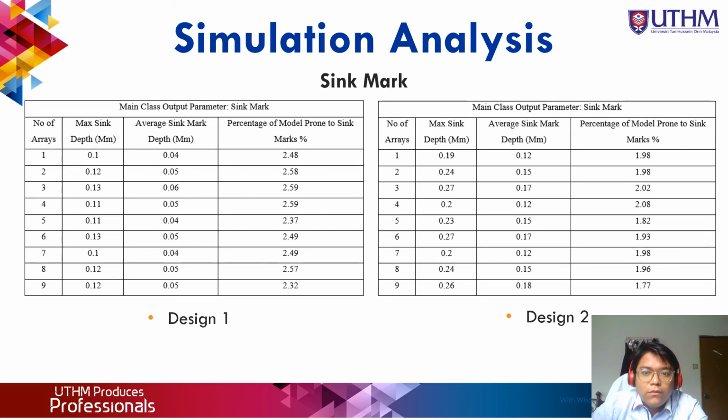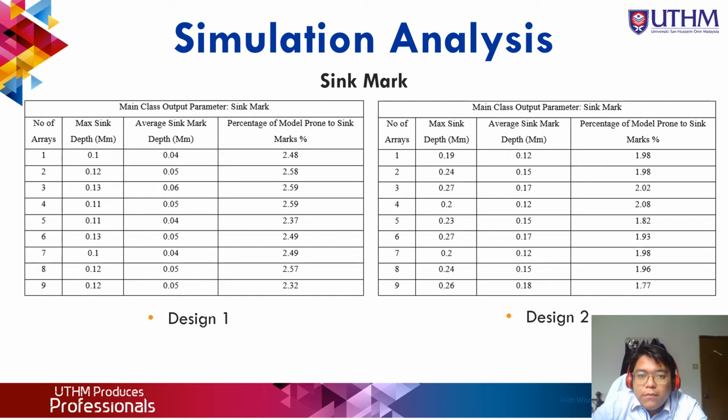This one is the simulation analysis of sink mark. There are 9 arrays, which for design 1, the highest of maximum sink depth is 0.13. For average sink depth, the highest one is 0.05, 0.06. Then for percentage of model prone to sink mark, the highest one is 2.59. Next is for design 2.